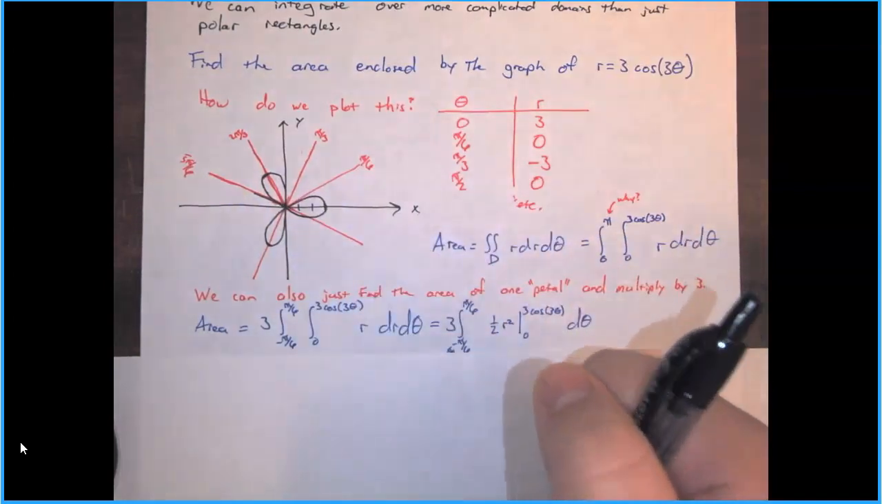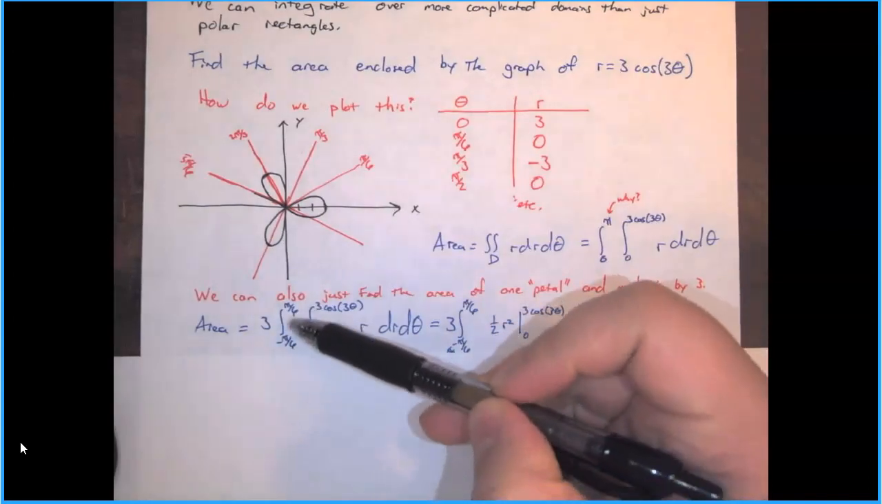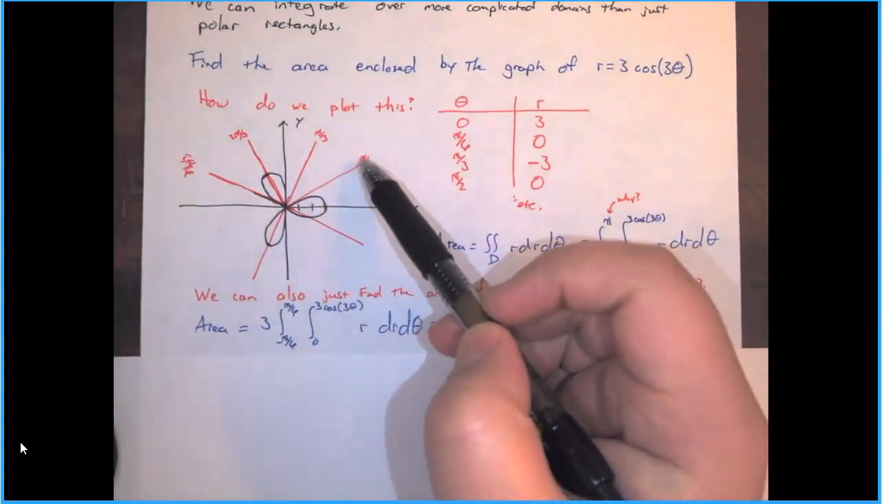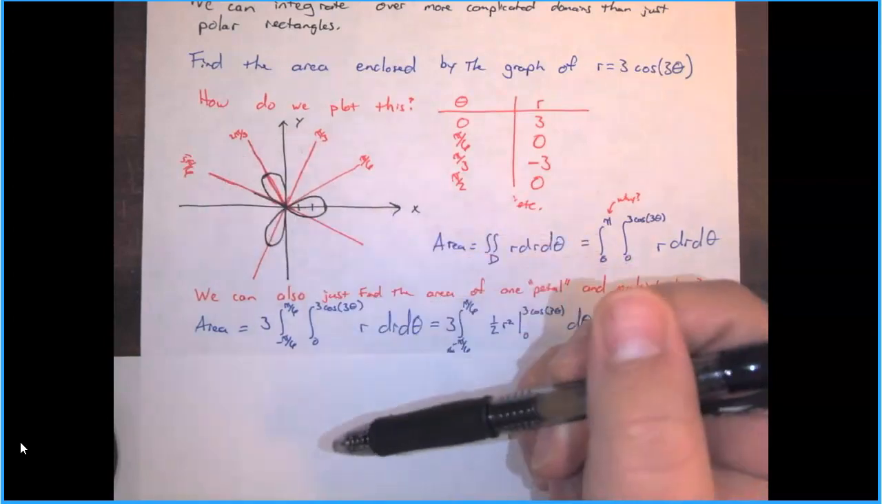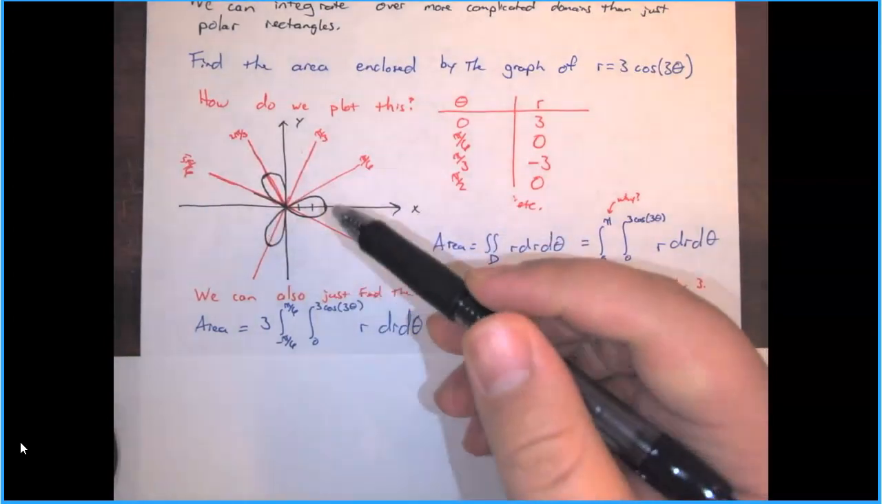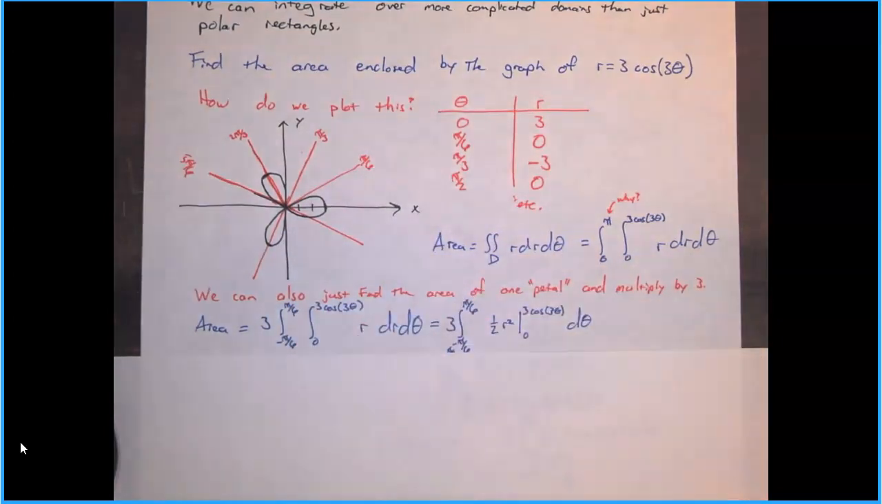And so then you may ask yourself, well, instead of negative pi over 6 to pi over 6, can I just integrate from pi over 6 to pi over 2? Or can I integrate from pi over 2 to 5 pi over 6? Sure, that's fine. There are many ways to get this area. This is not the only way to set up this integral. There are several ways to do it. But this is the way I've set it up, so let's just go ahead and evaluate this integral.